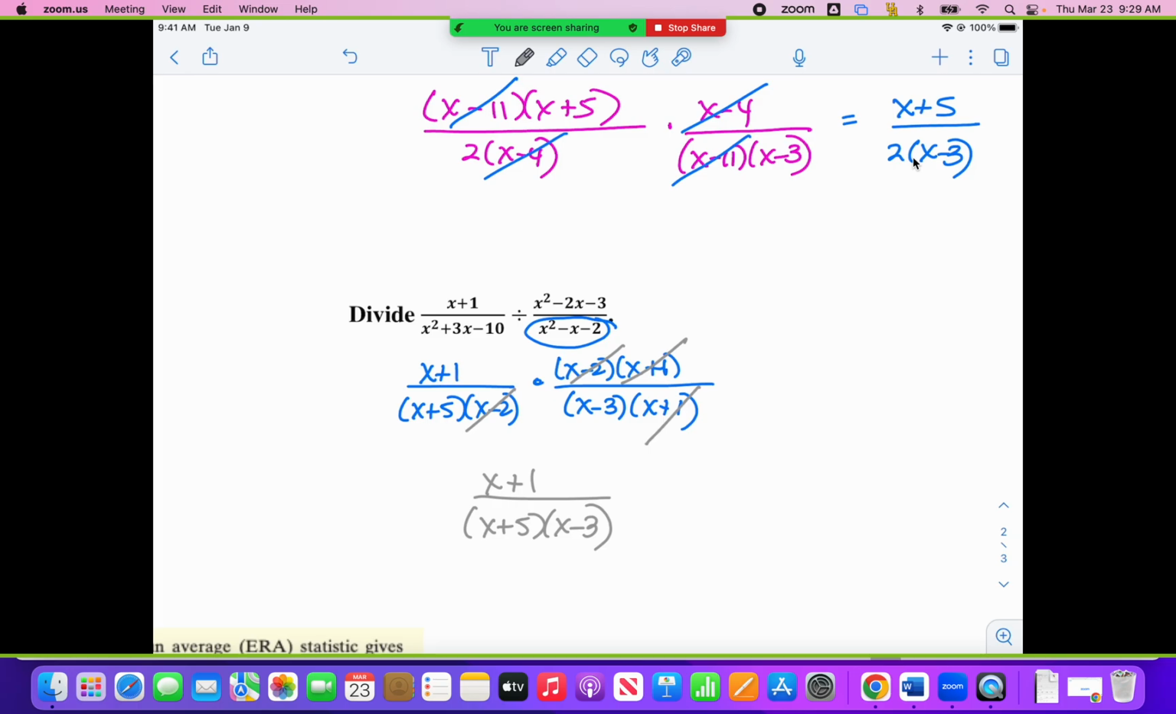Okay, so how do we feel about multiplying and dividing? Feel good? Awesome, awesome.